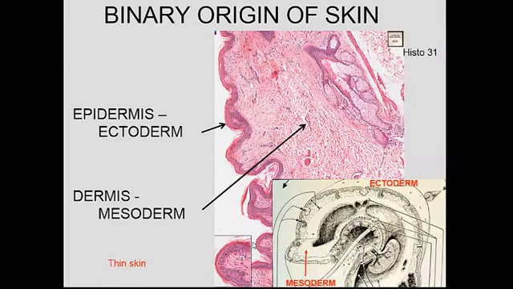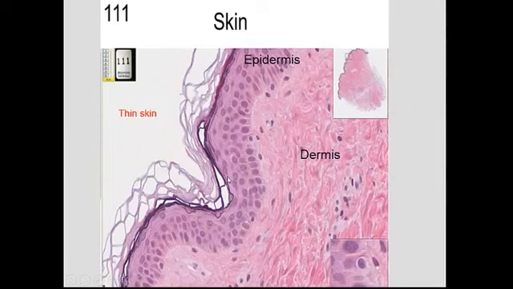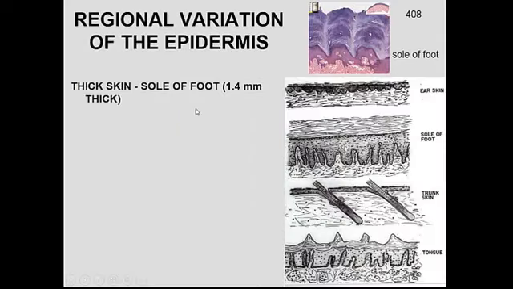Now, skin has a binary origin. There are three origins: ectoderm, mesoderm, and endoderm, and two of those are where we get skin. Ectoderm gives the epidermis, and the dermis comes from the mesoderm. Here, we can see this in relatively thin skin. Here again, we can see the dermis, which has the fibroblasts and a lot of collagen materials, and then we have the epidermis, which is the epithelial cells: stratified squamous epithelium with keratinocytes on the surface.